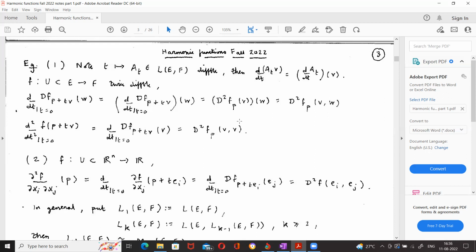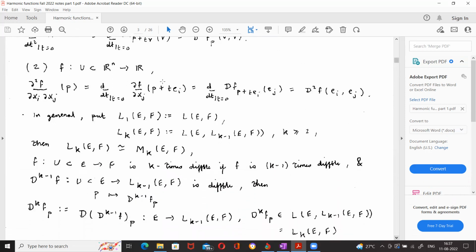So you see this d squared f at p applied to (v, v). If f was a real valued function, then since this is a bilinear function applied to (v, v), this will be a quadratic form in v. And this quadratic form I can get by taking the second derivative of f along a straight line passing through p in the direction v. So taking the second derivative gives me a quadratic form in the vector v. Is this all right? Yes. Okay.